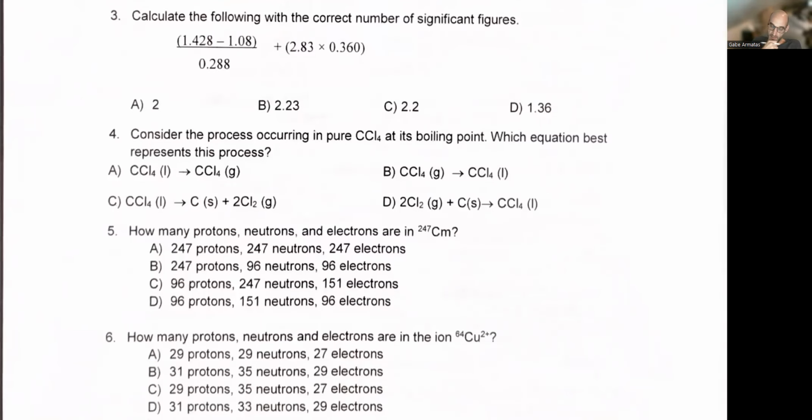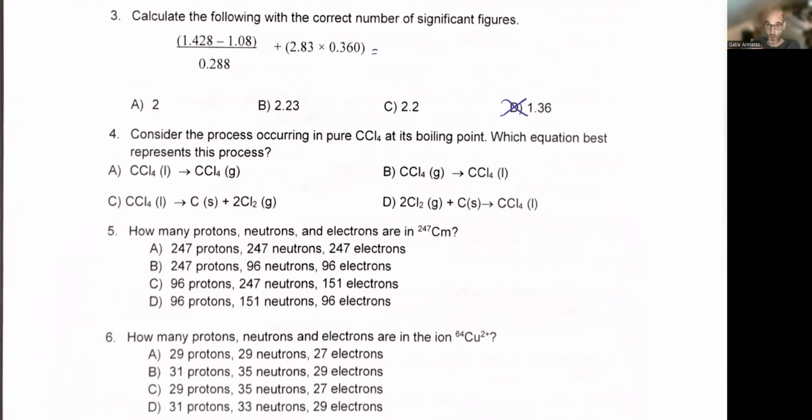All right. Calculate the following with the correct number of significant figures. All right, let's pull out our calculator. Actually, we don't really need to pull out our calculator, but we kind of do to see if it's D. I'm guessing it's not going to be D, just because of all the other answers. This is a sig figs question, right? So we have to follow PEMDAS.